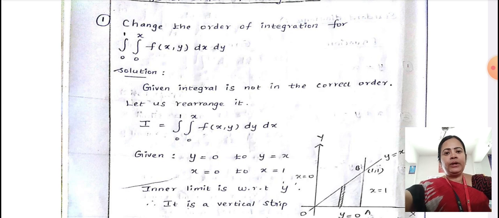So the given limit is y equal to 0 to y equal to x, and x equal to 0 to x equal to 1. So you have to draw the diagram. On the x-axis y equal to 0 and on the y-axis x equal to 0, and y equal to x is the line passing through the origin, and x equal to 1 is parallel to the line x equal to 0. After drawing the figure, you find the area as O, A and B. So O is 0 comma 0 and A is the point 1 comma 0. By solving those two equations, you get the intersection point as 1 comma 1.